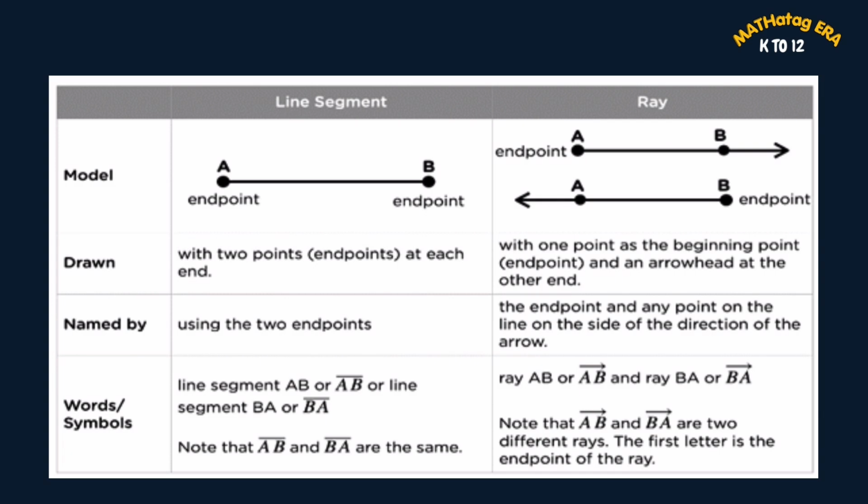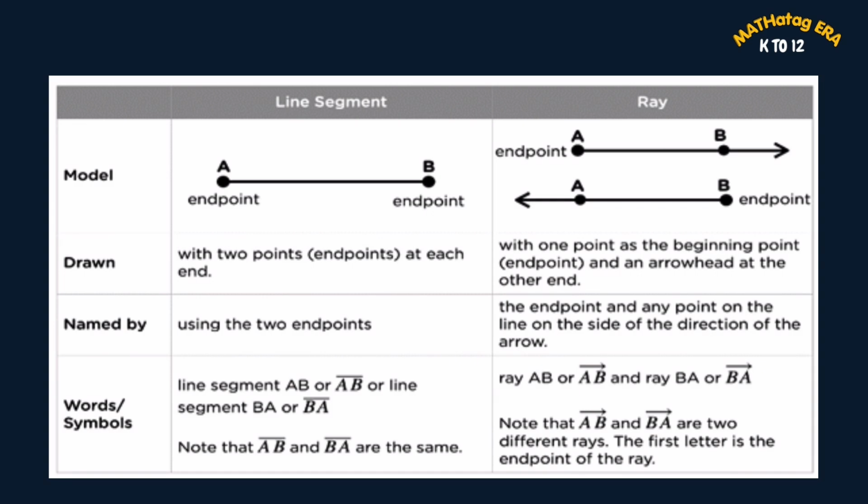Now, let's study a ray. Observe the figure. The ray starts at point A. Then it passes through point B. After that, it continues forever in one direction. Notice the arrowhead. Yung arrowhead nag-i-indicate ng ray, extend endlessly. A ray is named using the endpoint first, then another point on the ray. Look at our example. The endpoint is A. The ray passes through B. Therefore, the ray is named ray AB. So makikita nyo, yung A comes first because it is the endpoint.